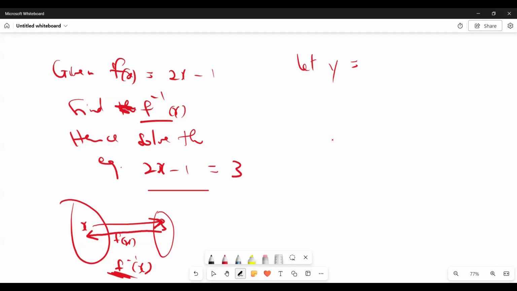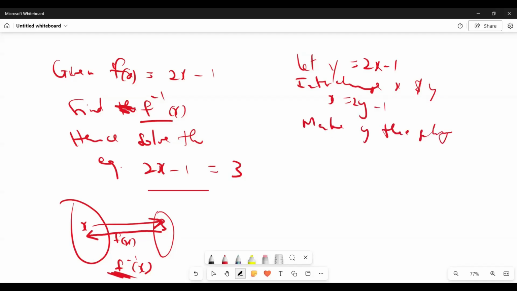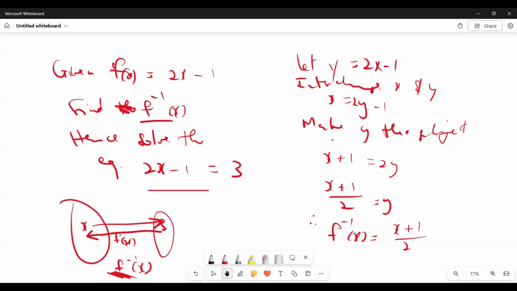So we're going to follow the process. Let y equal 2x minus 1. Then interchange x and y. And we get x equal to 2y minus 1. Make y the subject. So we'll get x plus 1 equal to 2y. Divide so that you get x plus 1 over 2 equal to y. Therefore, f inverse x equal to x plus 1 over 2. We'll leave it as that.